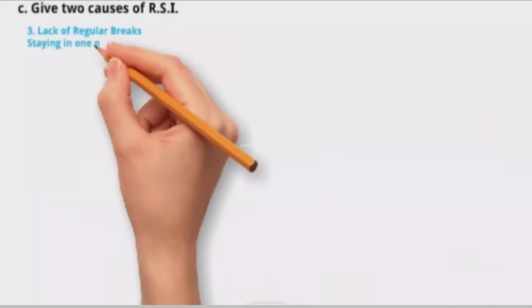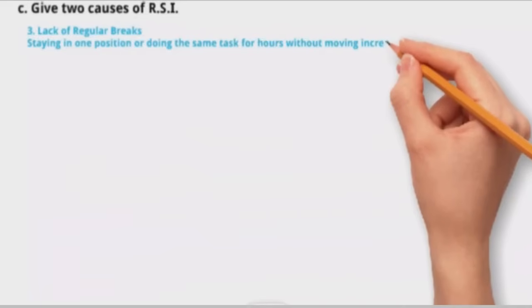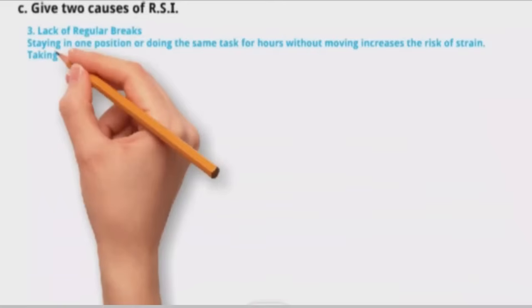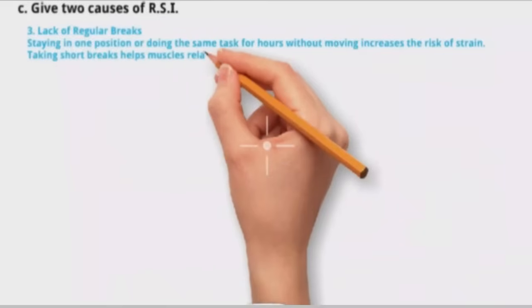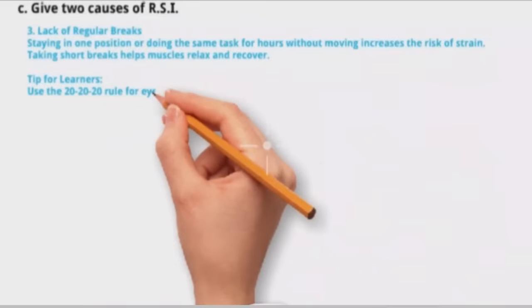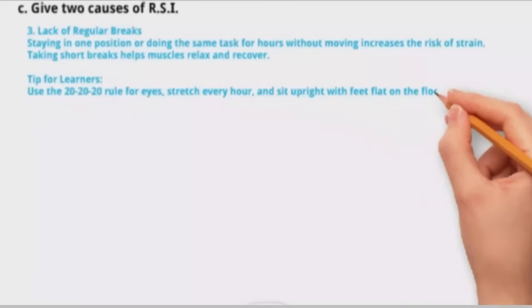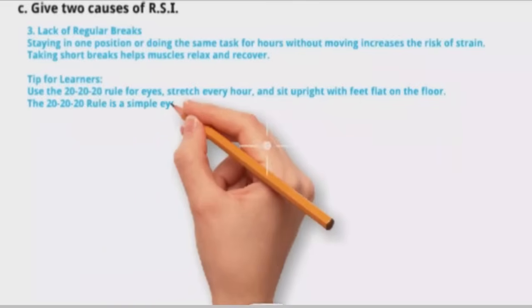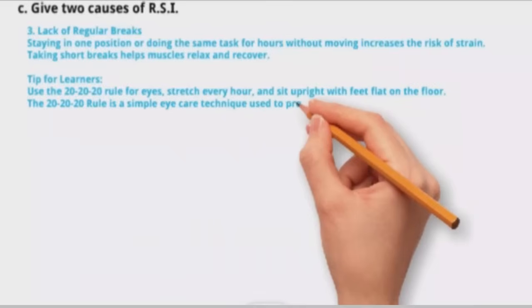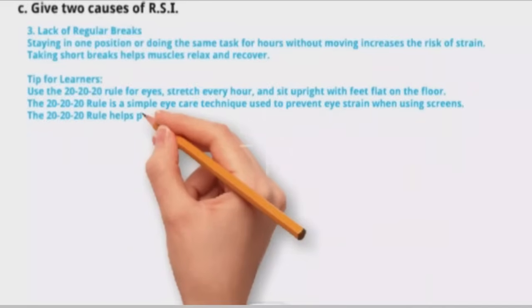3. Lack of regular breaks. Staying in one position or doing the same task for hours without moving increases the risk of strain. Taking short breaks helps muscles relax and recover. Tip for learners: use the 20-20-20 rule for eyes, stretch every hour, and sit upright with feet flat on the floor. Correct answer? The 20-20-20 rule is a simple eye care technique used to prevent eye strain when using screens.